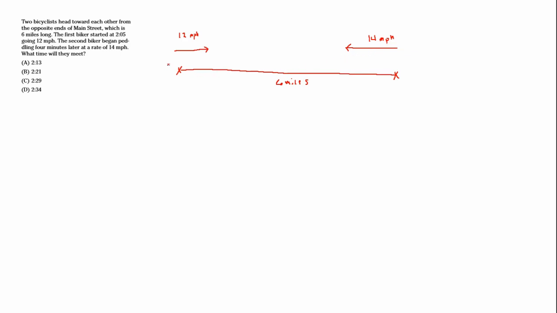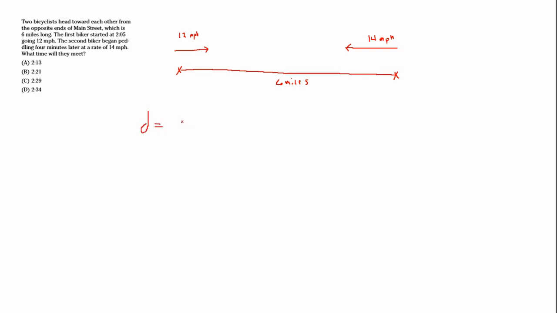The caveat in this problem is this guy who's pedaling at 12 miles per hour actually leaves 4 minutes before this guy. So in other words, we have to figure out how far he travels in those 4 minutes before they both start heading toward each other at the same time. So let's go ahead and do that.